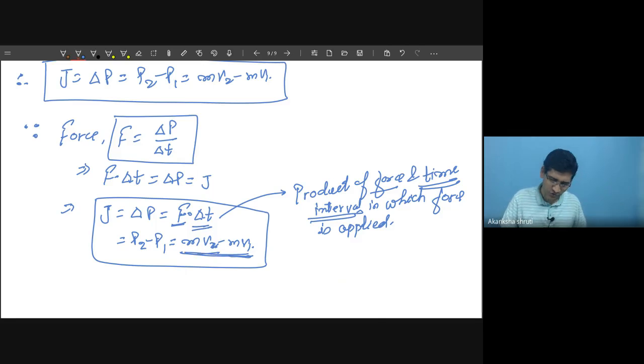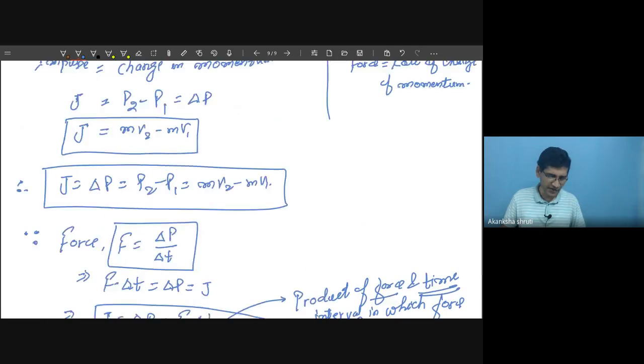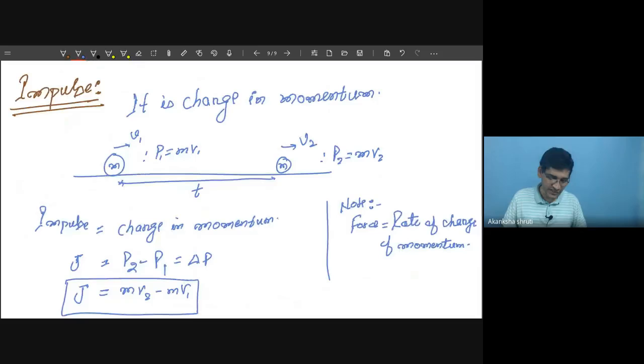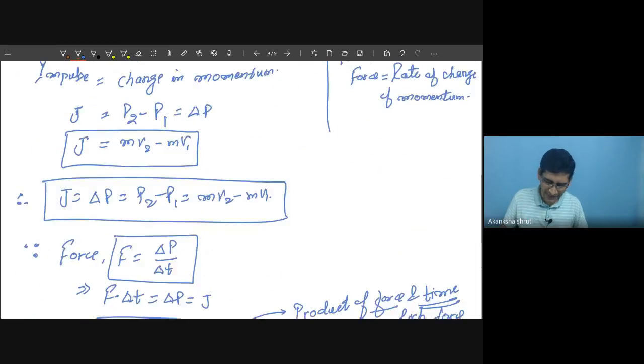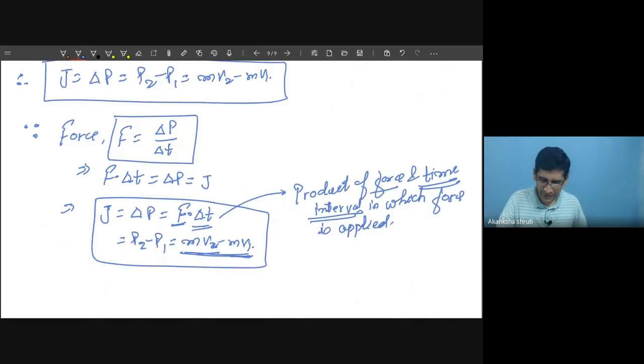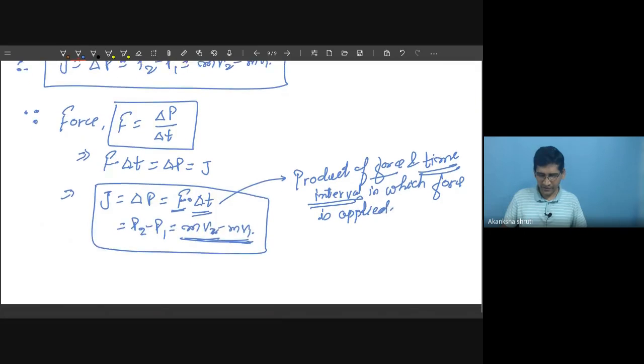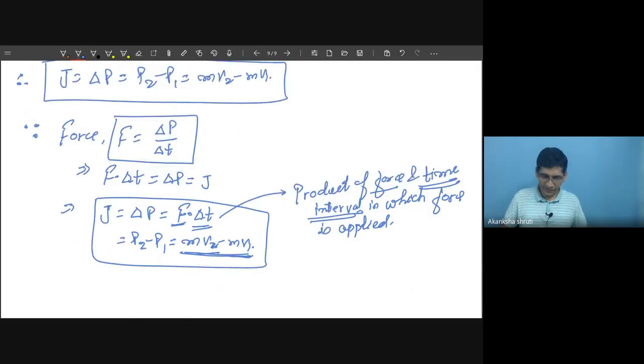So these are the two ways of calculating the change in momentum, or impulse. Impulse, by definition, is simply the change in momentum, and can be calculated by knowing the applied force and the time for which the force is applied. Now, what is the unit of impulse? So let us write the unit of impulse and momentum.